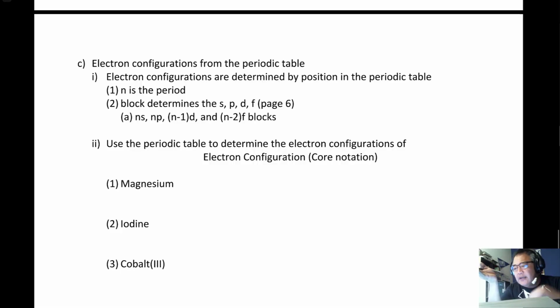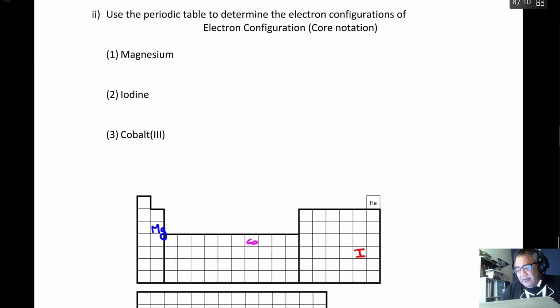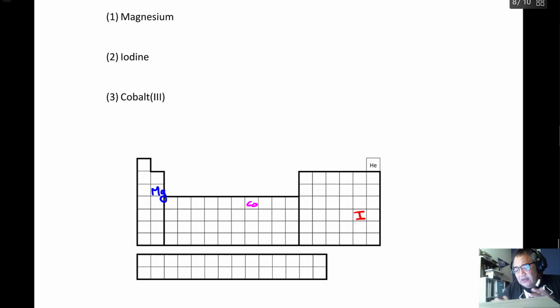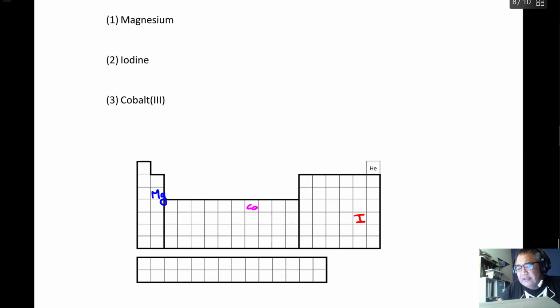Okay, so here's an opportunity for you to practice what I just taught you about being able to do the electron configurations from the periodic table. And what I've done is I've drawn a sort of simplified periodic table at the bottom here, so you can see where each of the elements are. And without actually referring back to a periodic table, see if you can do the electron configuration.